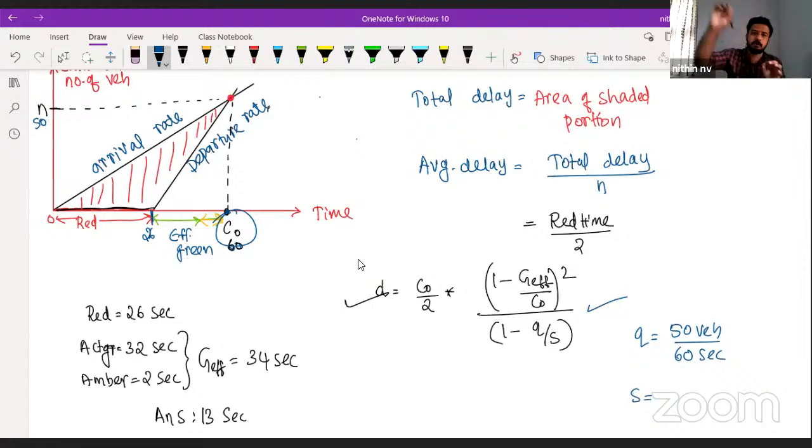S will stand for the departure rate. What is the departure rate? That is also corresponds to 50 vehicles. What is that time? Effective green time on the x-axis. What is that value? 34 seconds. So if you are taking Q by S ratio, we are going to get 34 by 60. That is nothing but G effective by C0 ratio. So finally, everything will get cancelled. You are going to get exactly red time by 2. Are you getting same? Yes.